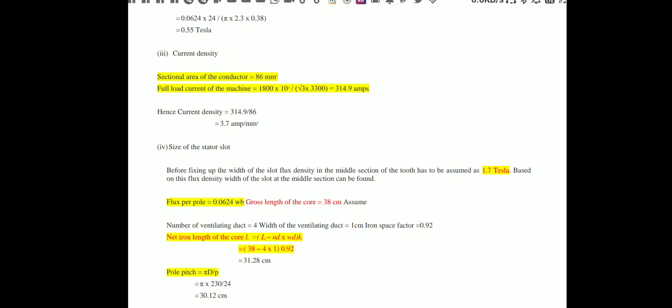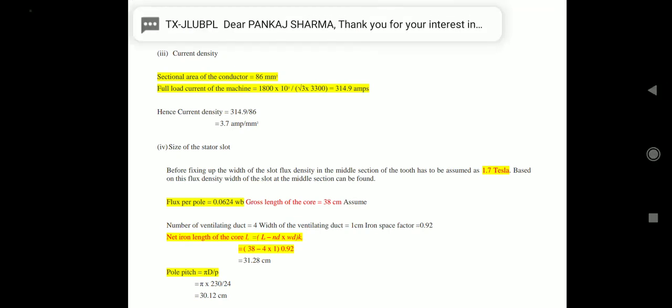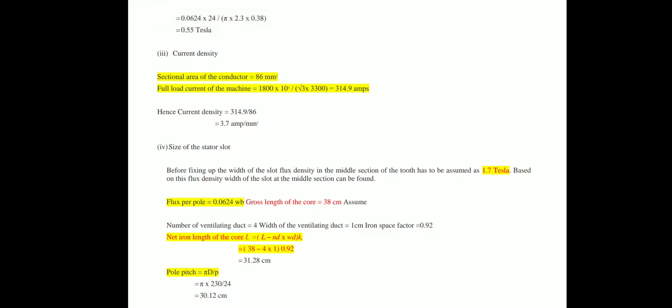Now for the size of a stator slot, before fixing up the width of the slot, flux density in the middle section of the tooth has to be assumed as 1.7 Tesla. This is the assumption we have made here. Based on this, the width of the slot at the middle section can be found.